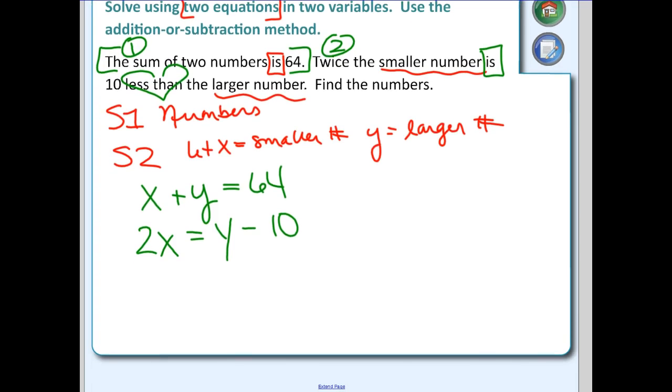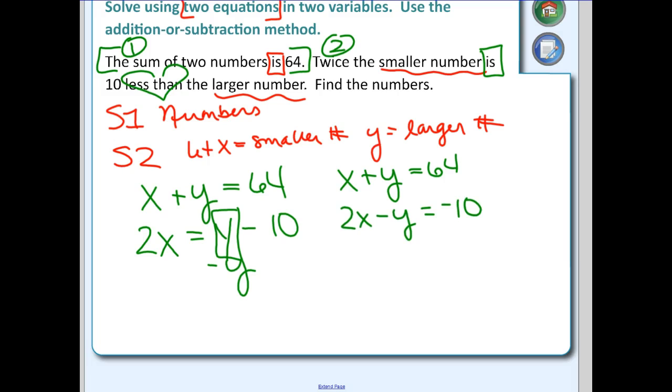Now, this one, we could actually use substitution if we wanted, or we could use addition subtraction. In order for addition subtraction to work, I need to move this y over where it belongs. So I'm going to copy this above it so you can see what's going on. If I subtract y to the other side, with x and y together, we've got 2x minus y equals negative 10. See why that was important?